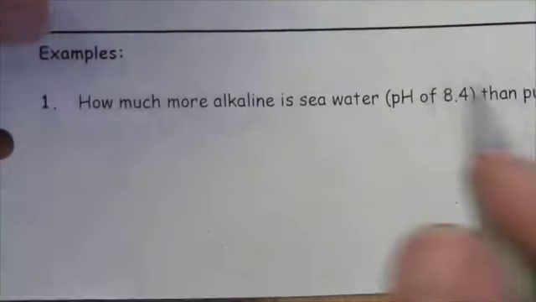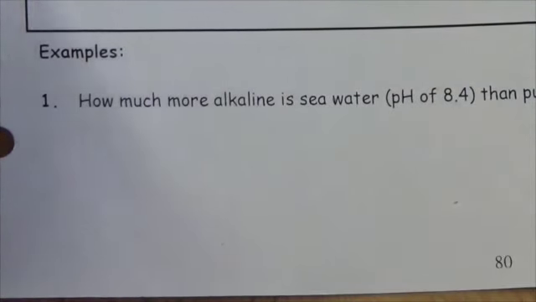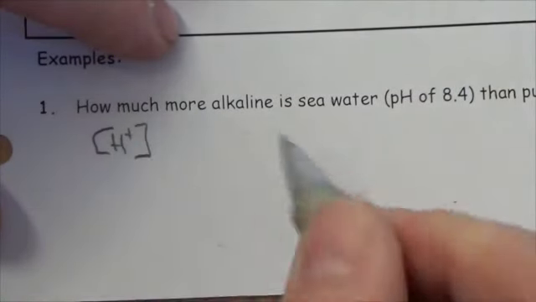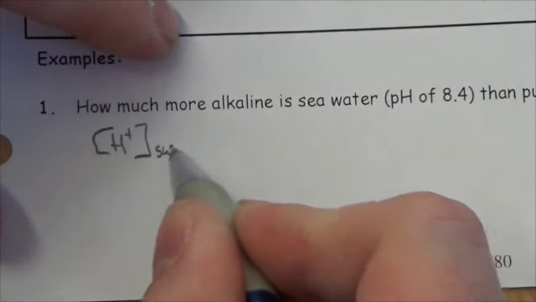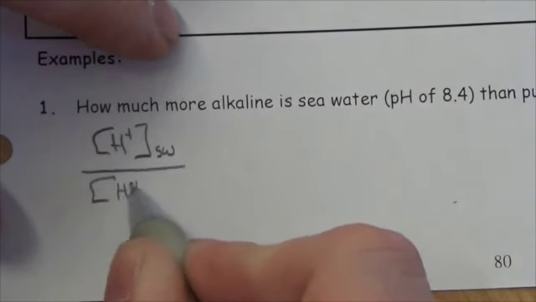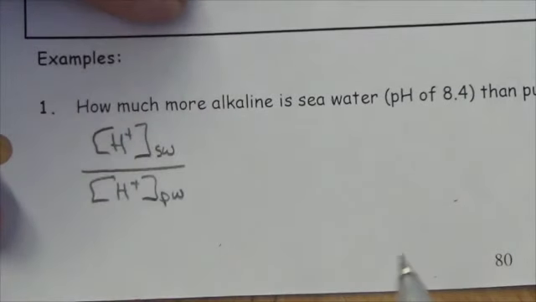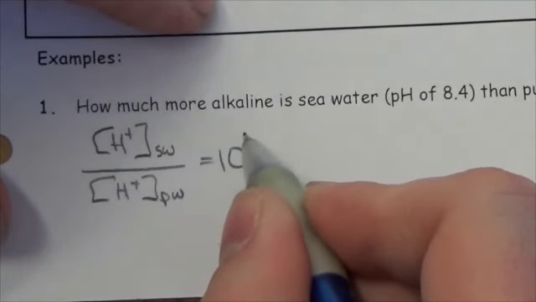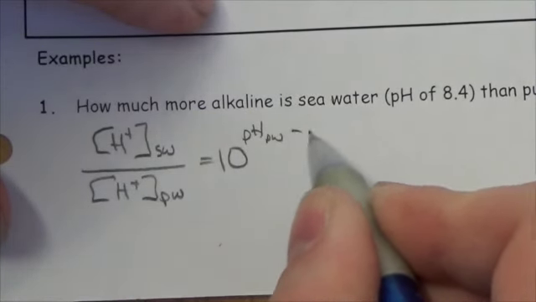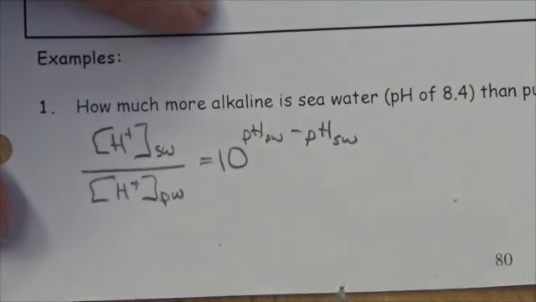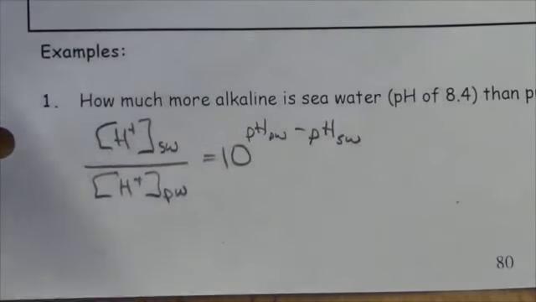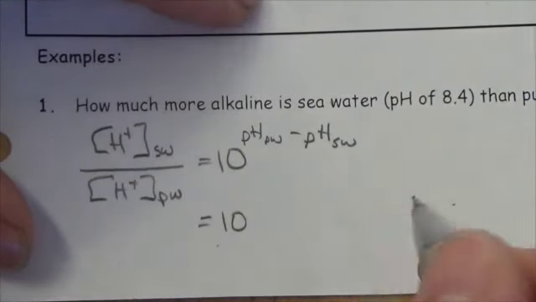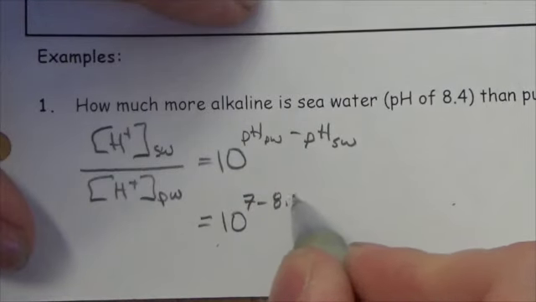Okay, so what I'm going to do right now, I'm comparing seawater to pure water. So this is going to be the hydrogen ion concentration of seawater, and we're going to compare that to the hydrogen ion concentration of pure water, because this is the comparison that I'm being given. Now, this will be equal to 10 to the pH of pure water minus the pH of seawater. But remember, this is going to compare acidity. That's what this equation compares. So this is going to be 10 to the pH of pure water, 7 minus 8.4.